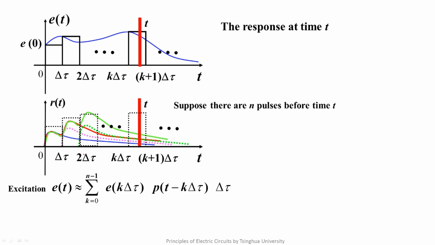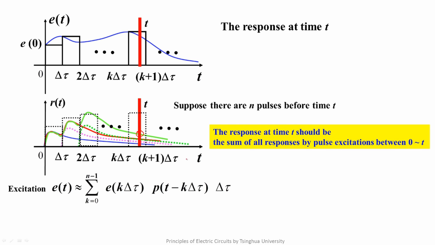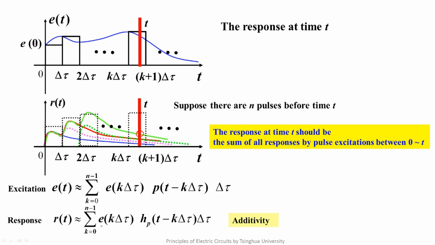By adding the responses of all n unit pulses before time t together, we can get the response of n unit pulses at time t. So the response of the whole system at time t can be expressed as a linear combination of the n unit pulse responses. It's because of the additivity property of the zero-state linear system.